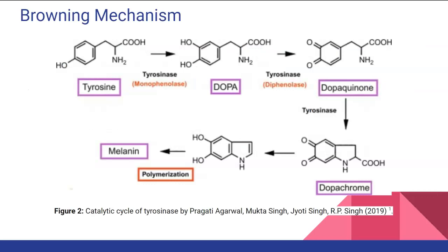So in this image, this is the browning mechanism. You can see how tyrosine gets converted into melanin and how important tyrosinase is throughout the entire mechanism.